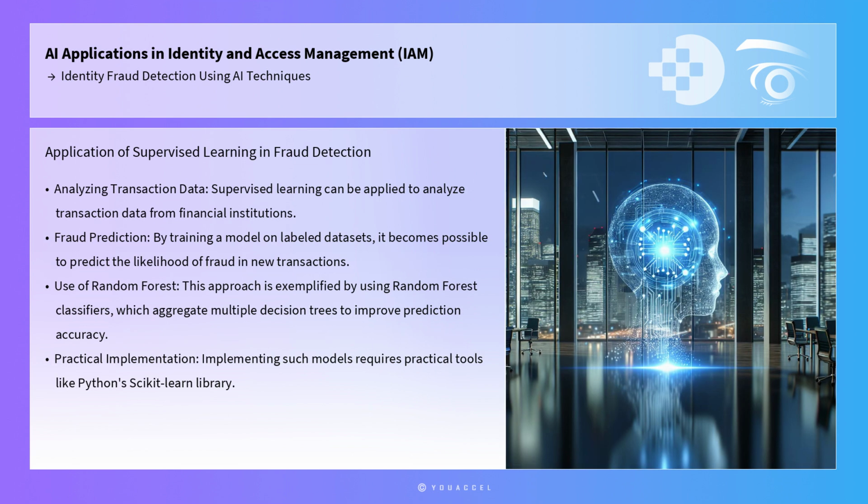For instance, supervised learning can be applied to analyze transaction data from financial institutions. By training a model on labeled datasets of known fraudulent and legitimate transactions, it becomes possible to predict the likelihood of fraud in new transactions. This approach is exemplified by the use of random forest classifiers, which aggregate multiple decision trees to improve prediction accuracy and robustness against overfitting. Implementing such models requires practical tools such as Python's scikit-learn library, which offers extensive support for constructing, evaluating, and deploying machine learning models efficiently.